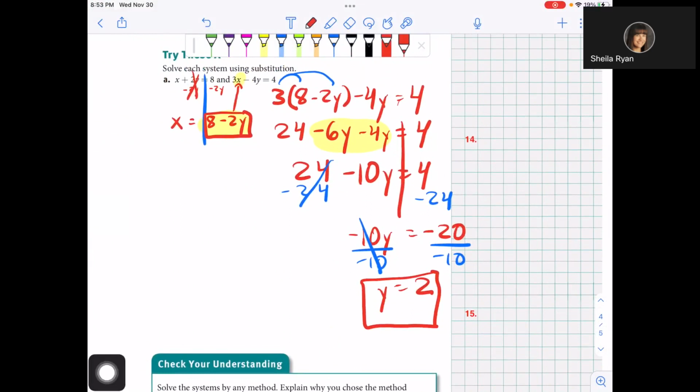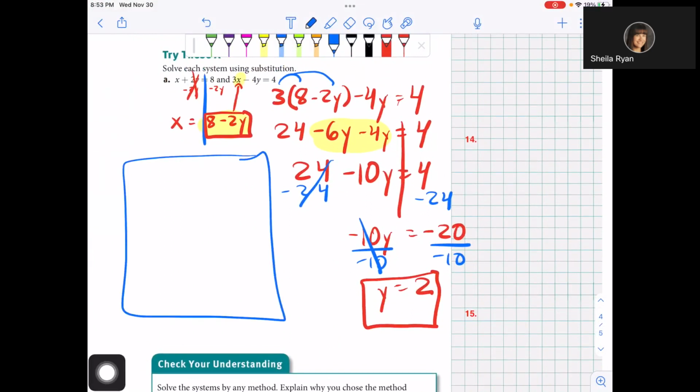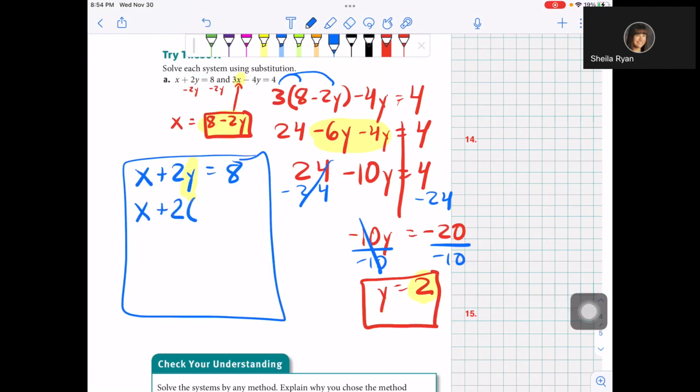Then what you do, we still want to know our x value. So we're going to go back to either equation you want. So the first one or the second one. I'm going to use the first one because it looks a little bit easier. x plus 2y equals 8. So I'm just copying that first equation. I know that y is equal to 2, so I'm going to put that into the equation. So y is 2, and I'm going to plug that in. So I have x plus 2, y is 2, and then I have equal sign 8.